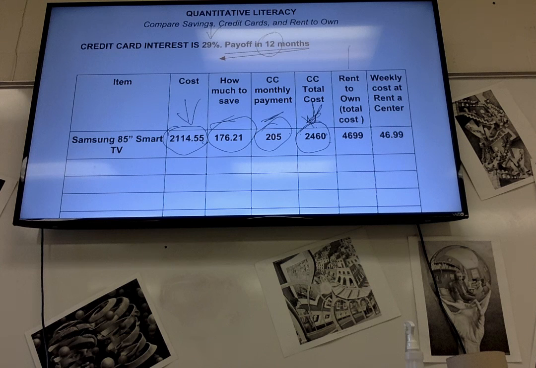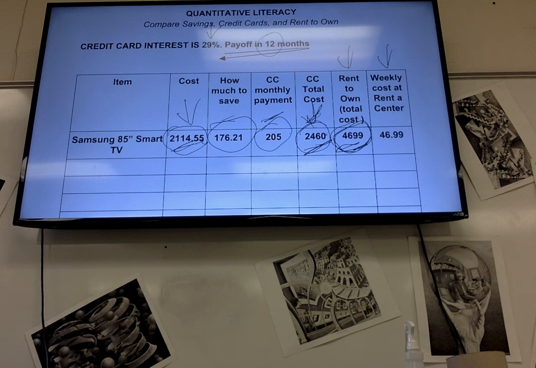And then on the Rent-A-Center, the rent-to-own website, it tells me this is how much it'll cost us if we use the rent-to-own, and this is how much it costs us a week. So again, you'll be able to real easily compare the three options.